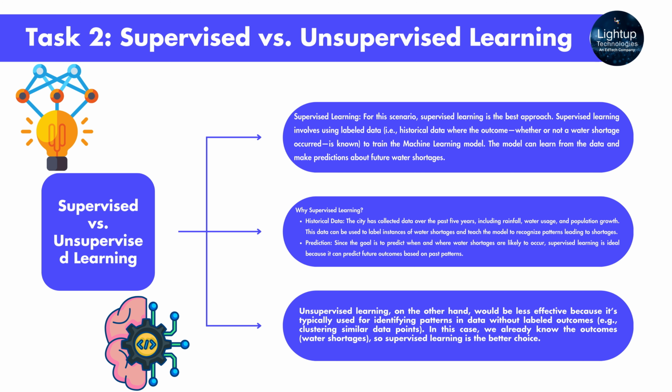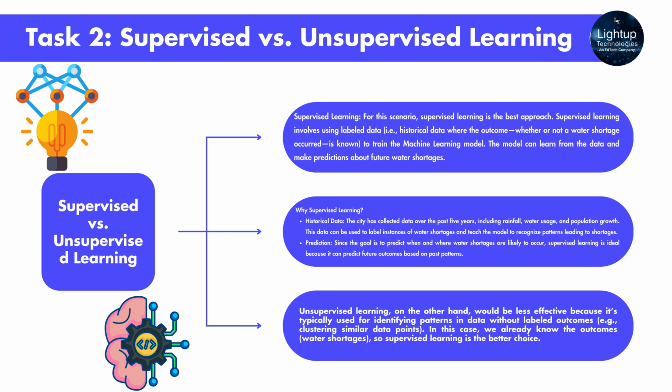Task 2. Supervised versus unsupervised learning. Supervised learning. For this scenario, supervised learning is the best approach. Supervised learning involves using labeled data, i.e., historical data where the outcome, whether or not a water shortage occurred, is known, to train the machine learning model. The model can learn from the data and make predictions about future water shortages.